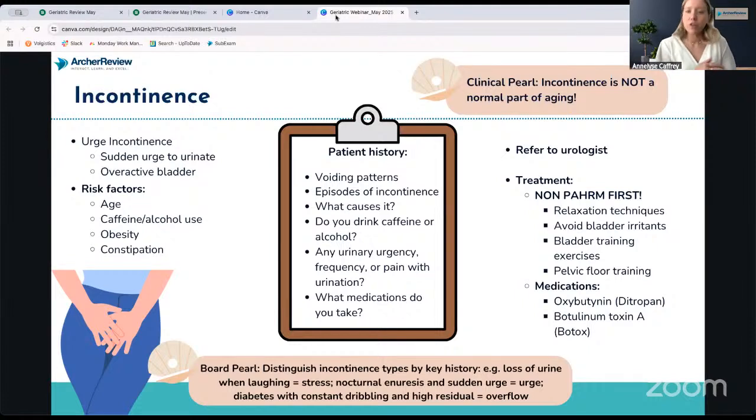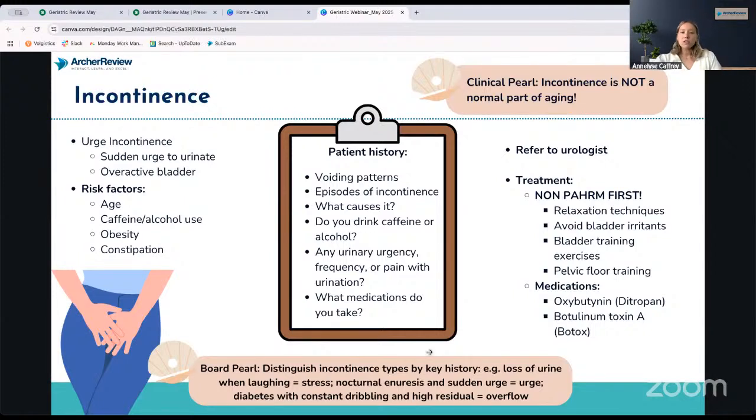A lot of women don't come in and ask for help with it because they just think, yeah, all aging women pee their pants. That's not true. A weaker pelvic floor muscle and having to use the bathroom more frequently is normal, but full on involuntary urine leaving the bladder, that's not normal and needs to be treated.